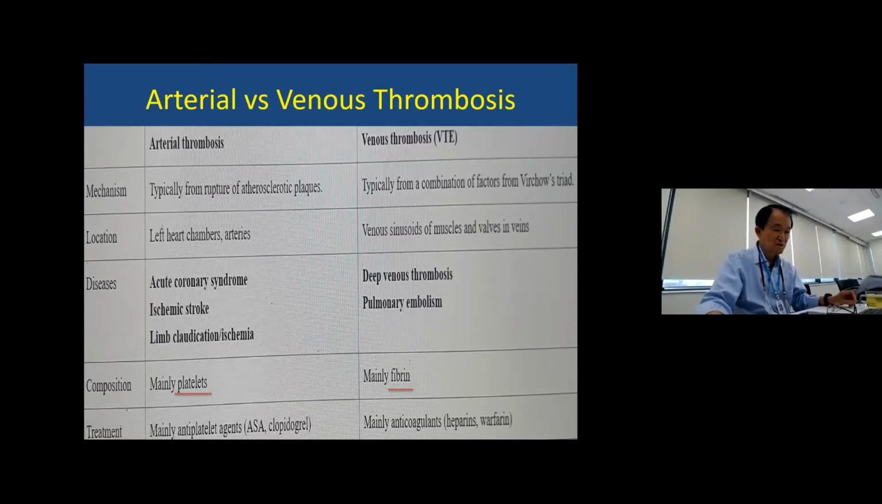So in the treatment, we use an anti-platelet agent, certain aspirin, and certain tissue plasminogen activator drugs in the early phase, less than 4-6 hours. But on the venous side, we usually use heparin and warfarin to basically stop further progression of venous thromboembolic disease.